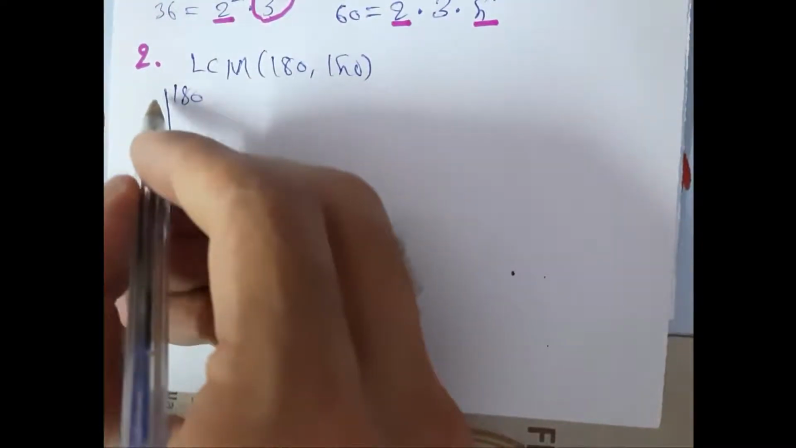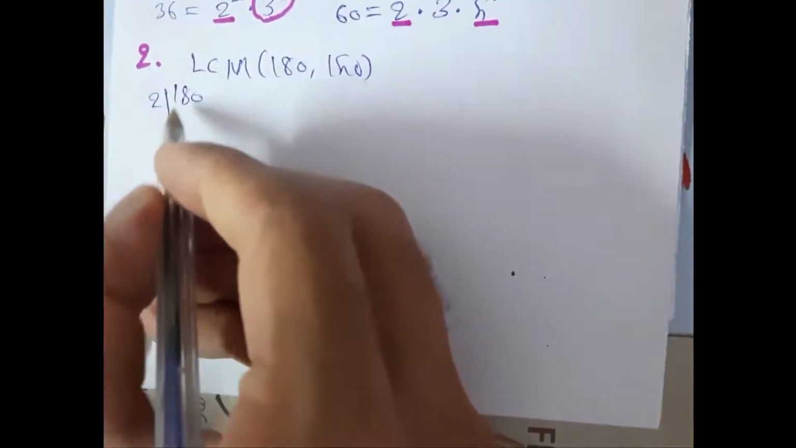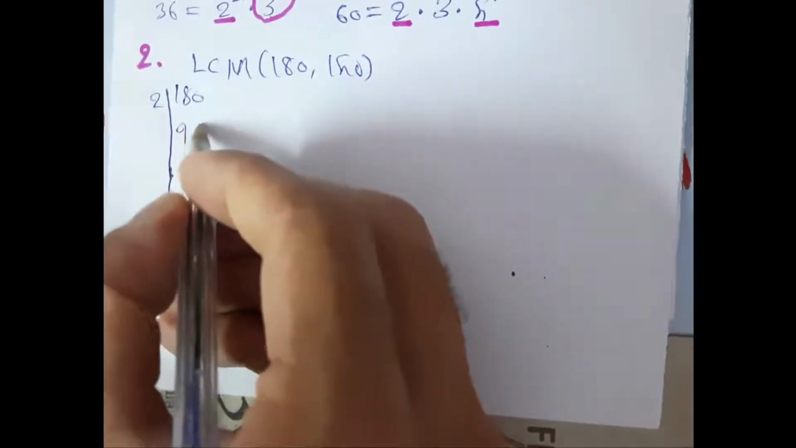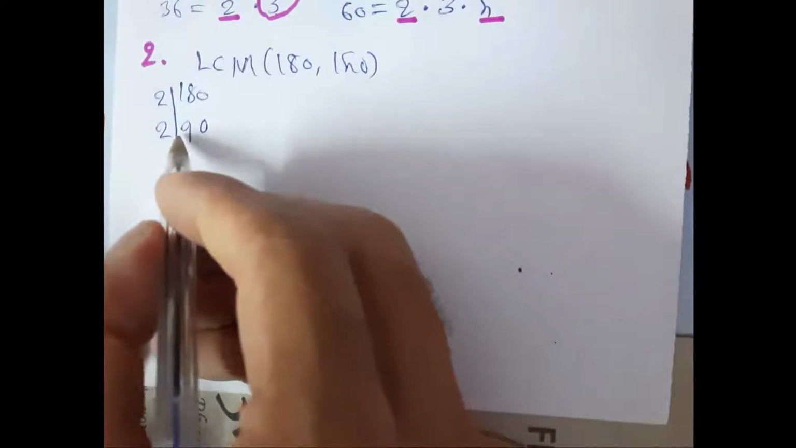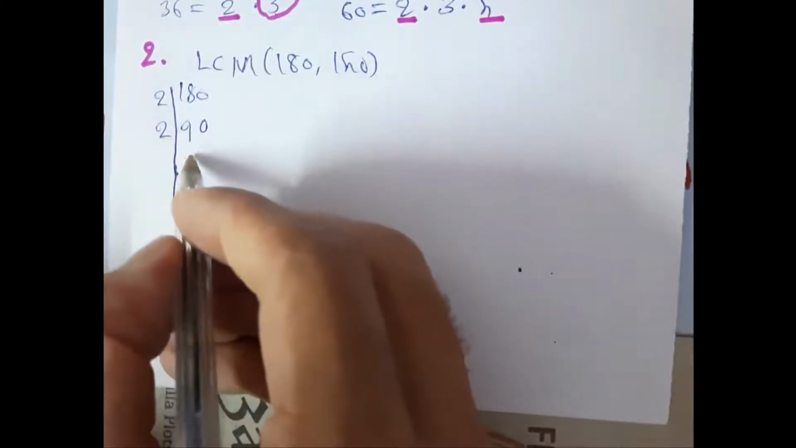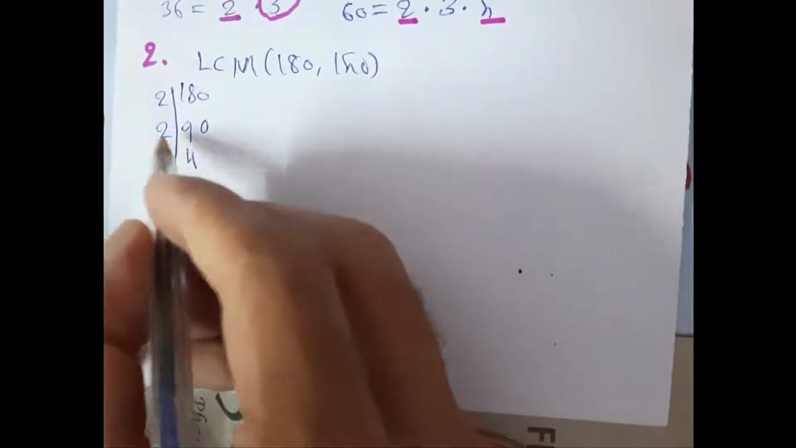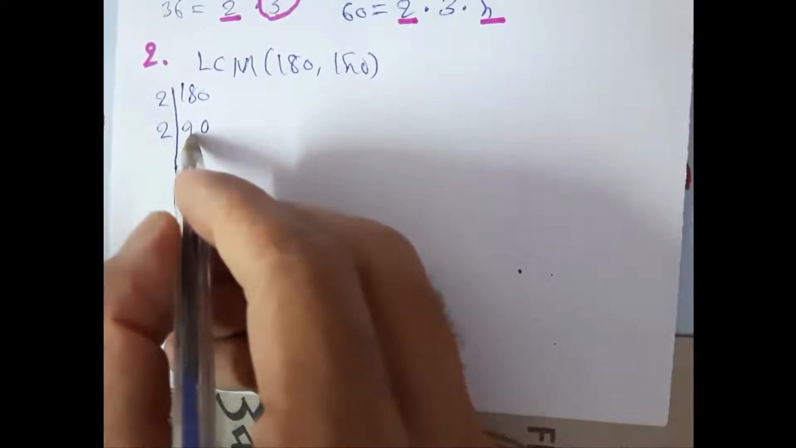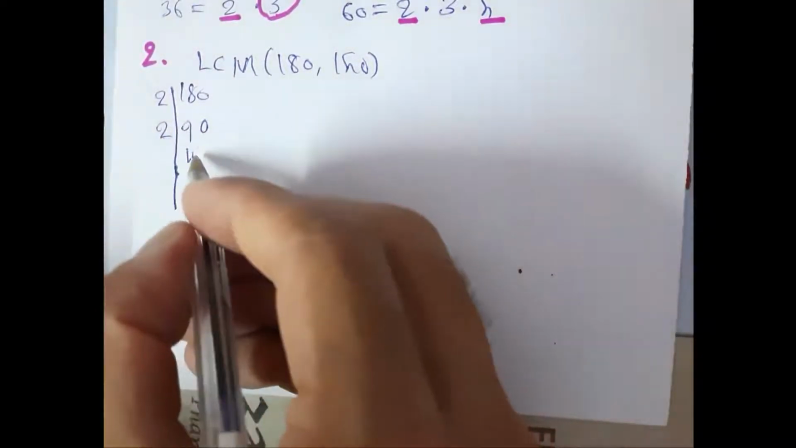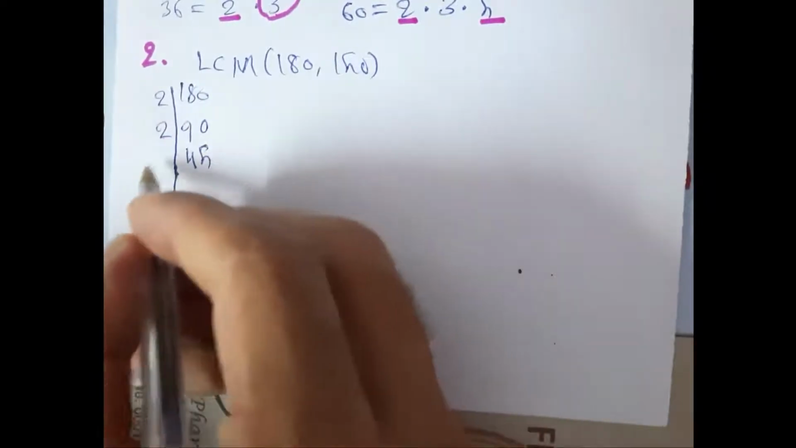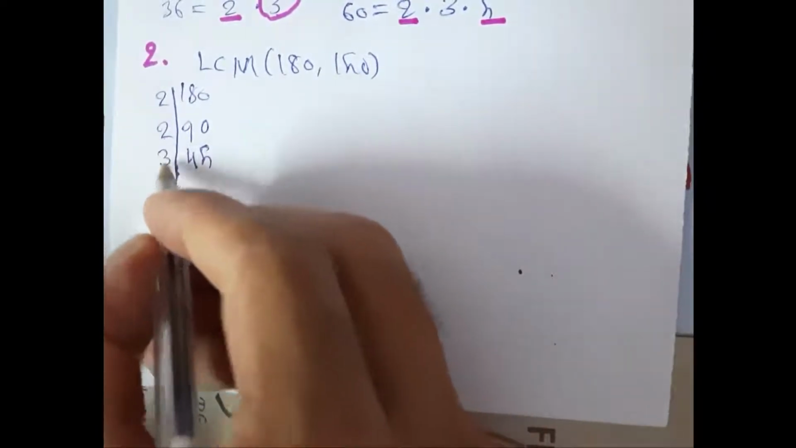2, 180 divided by 2 is 90. 90 divided by 2 is 45. Remaining we have 1 with 0. It is 10. 10 divided by 2 the result is 5. It is divisible by 3.